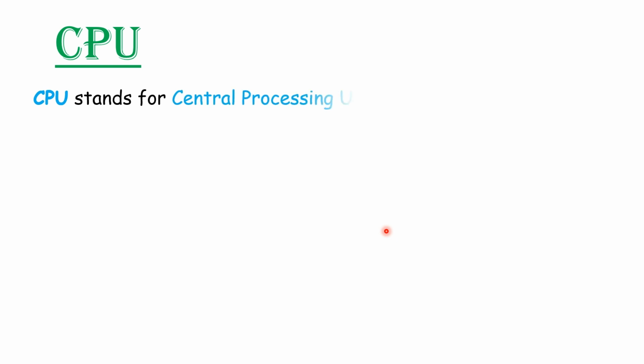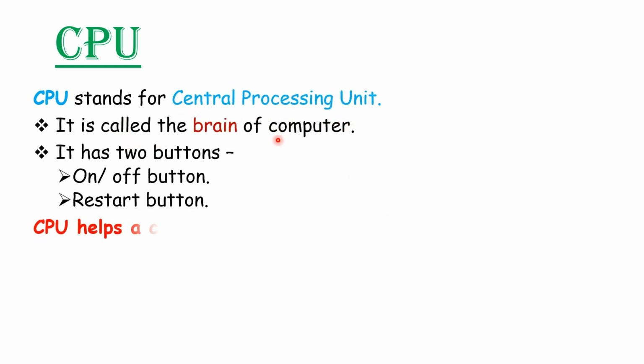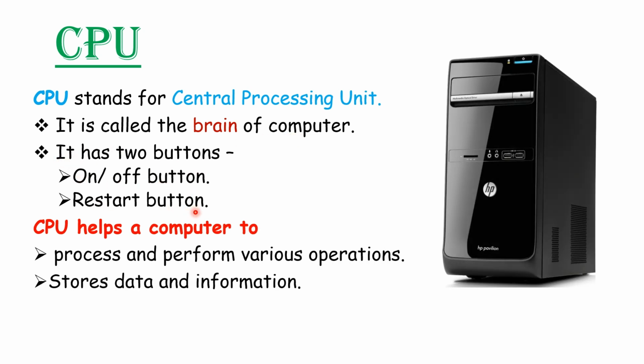CPU, it stands for Central Processing Unit. It is called the brain of computer. It has two buttons, on-off button and restart button. It helps a computer to process and perform various operations. It also stores your data and information.